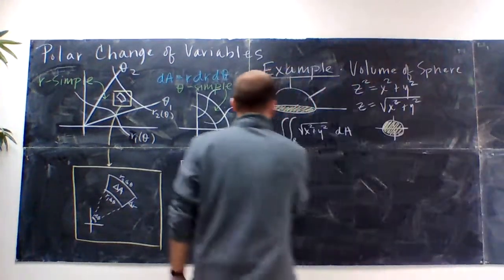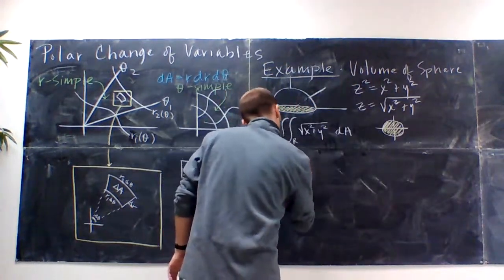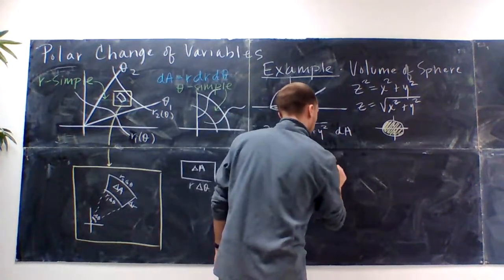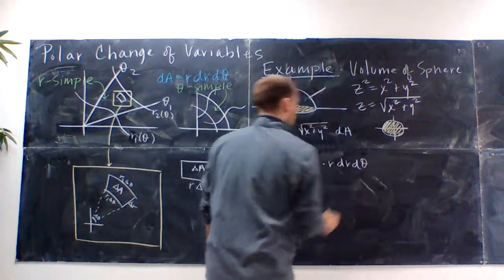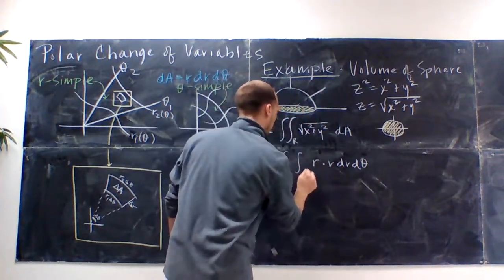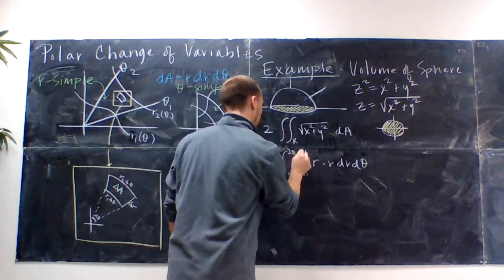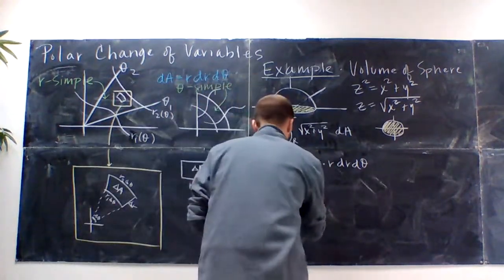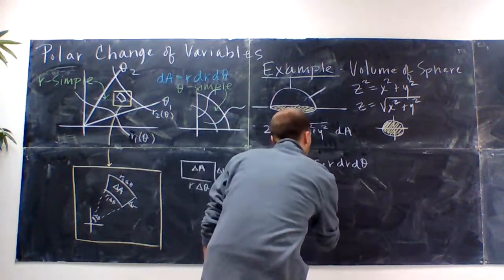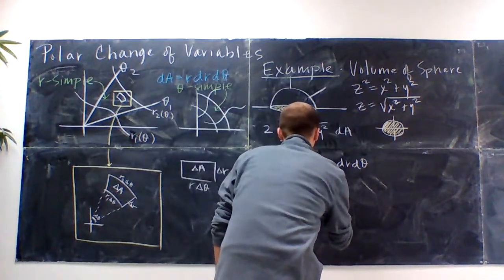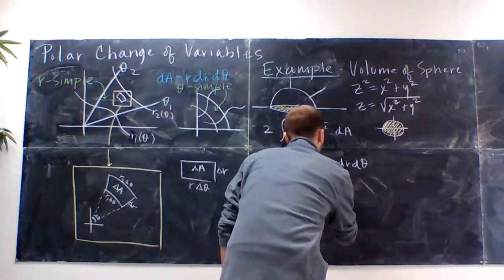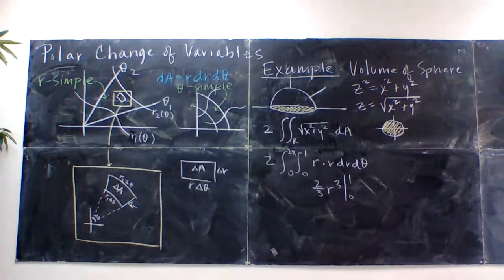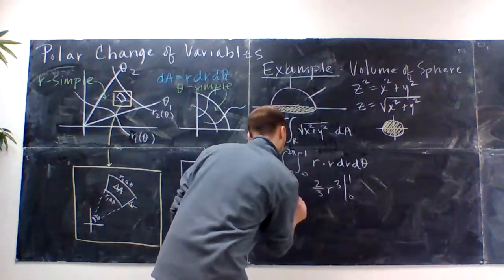This is going to be twice the double integral of, this is r, and dA is r dr d theta. And okay, so r is going to run from 0 to 1, and theta is going to run from 0 to 2 pi. Okay, this is r squared. I'll get 1/3 r to the third. Maybe I'll put that 2 back in. And I'll get 2/3 r to the third, as r runs from 0 to 1. Okay. We're going to integrate that from 0 to 2 pi.